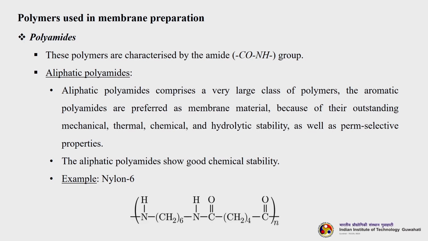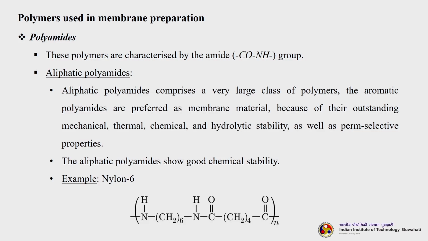So, the next class of membrane which is widely used is called polyamides, PA. These polymers are characterized by the CONH groups; the repeating unit is CONH. Aliphatic polyamides comprise a very large class of polymers, and aromatic polyamides are preferred as membrane material because of their outstanding mechanical, thermal, chemical and hydrolytic stability as well as permselective properties.